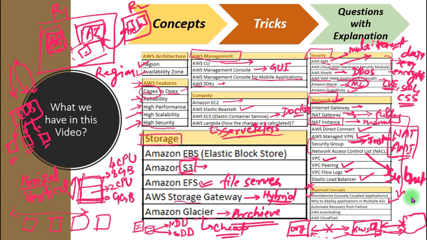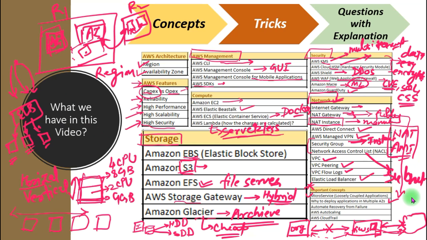Next concept is why to deploy an application in multiple availability zones. Whenever we want to make our environment redundant and we are looking for a condition where we can tolerate failure in one availability zone, then we will host our environment or the servers in multiple AZs. Between the availability zones, we will have low latency.